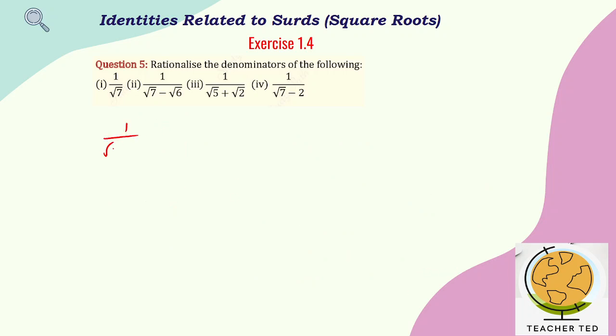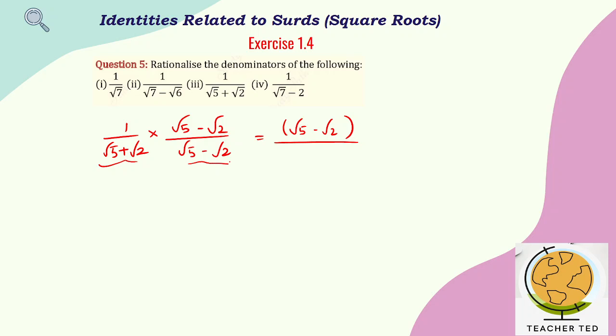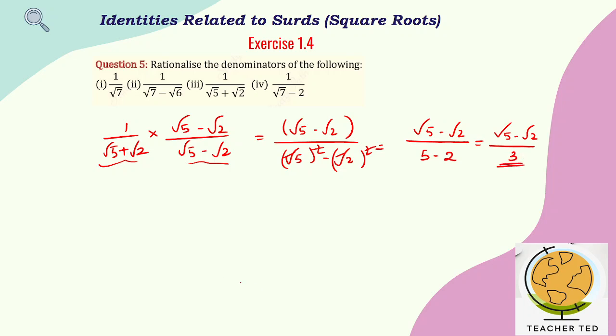1 over root 5 plus root 2. You need to multiply and divide by root 5 minus root 2. So you multiply this with this, which gives you root 5 minus root 2 as it is. In the denominator, again, it looks like a plus b into a minus b. The answer for a plus b into a minus b is a square minus b square. That gives root 5 square minus root 2 square. Square and square root cancelled. The remaining thing is 5 minus 2, which gives root 5 minus root 2 divided by 3. This is the answer for the third question.